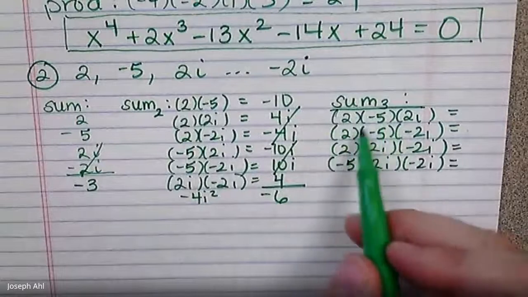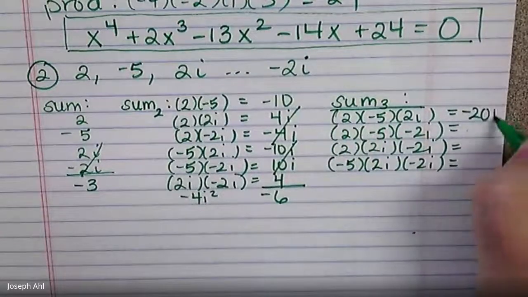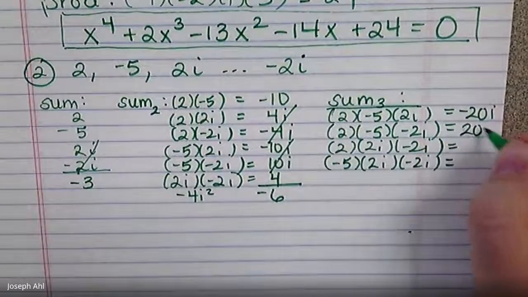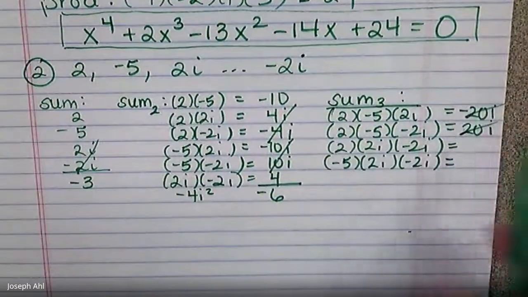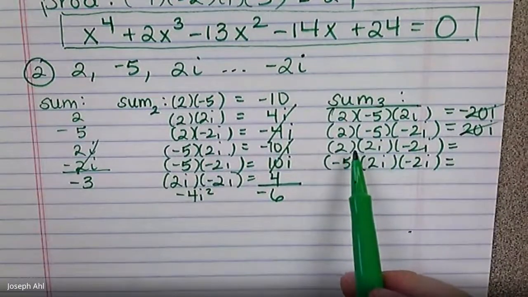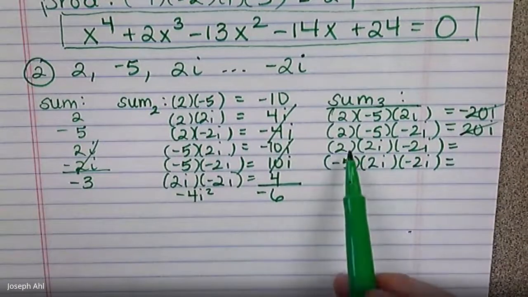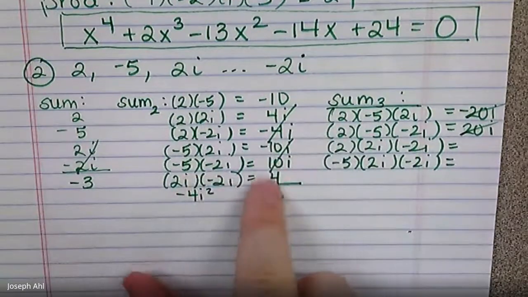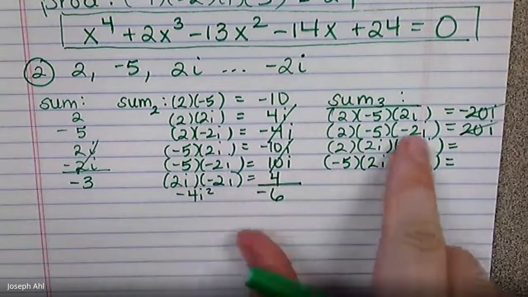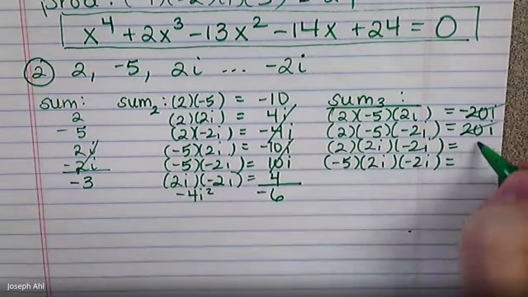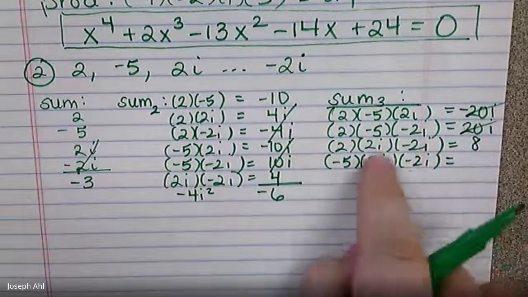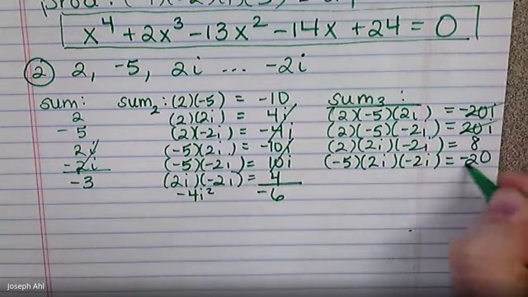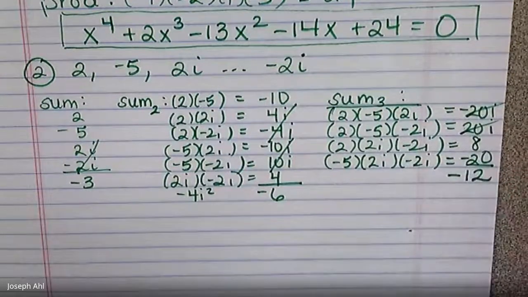2 times negative 5 is negative 10 times 2i is negative 20i. 2 times negative 5 is negative 10 times negative 2i is positive 20i. Already those cancel, don't they? Negative 20, positive 20. Okay, let's see what we've got here. 2i times negative 2i, guys. Didn't we do that over here? Isn't that 4? So cheat, use that answer, right? If this is 4, 4 times 2 is 8. And again, here it is again, 2i times negative 2i. We know that that's 4. 4 times negative 5 is negative 20, and negative 20 plus 8 is negative 12.